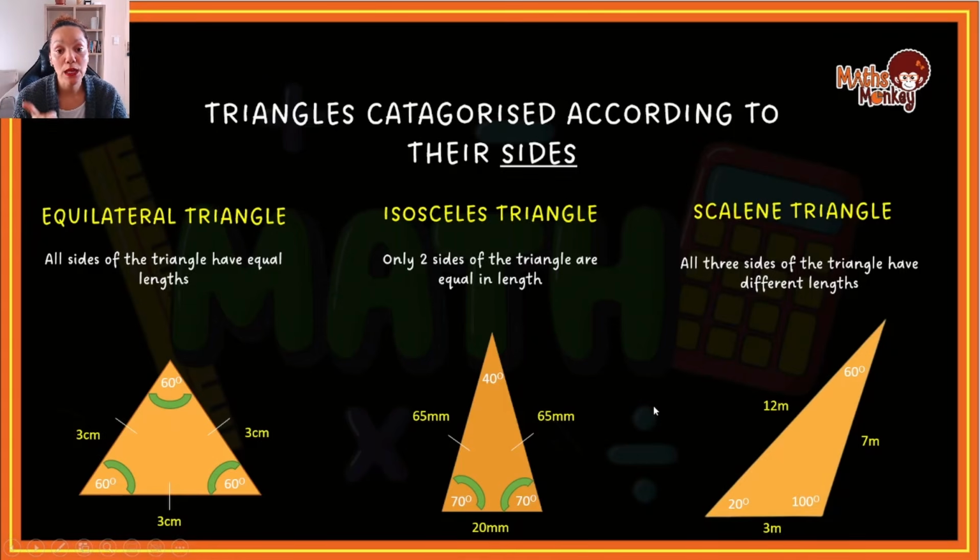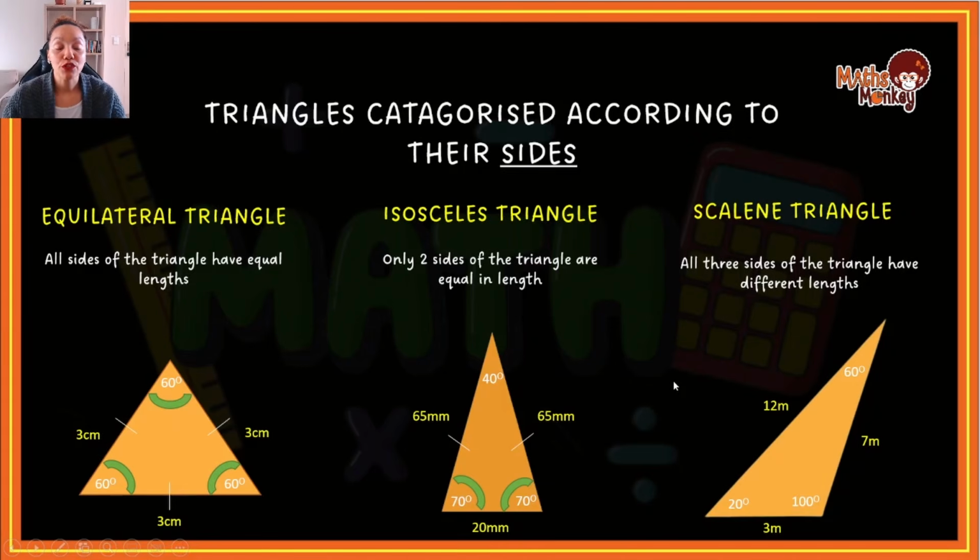The important thing, one, is knowing that all angles of a triangle add up to 180, and then you get triangles that are categorized by their sides. And you know, three sides are equal, equilateral triangle, two sides isosceles, and none of them are equal to each other is scalene. Okay, so now we have a look.